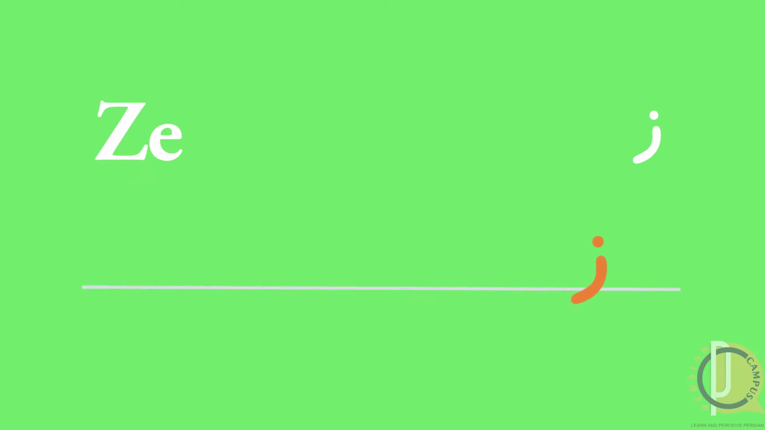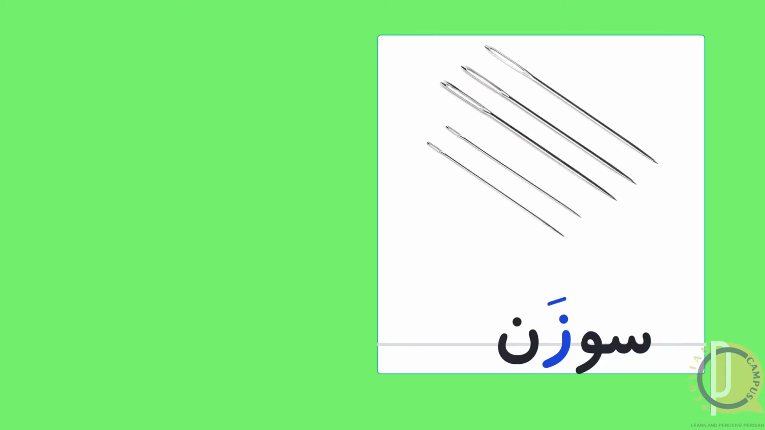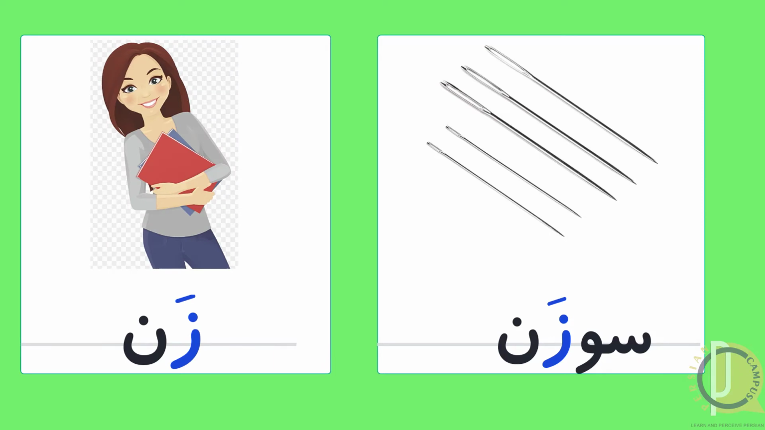Now, after a hard try, you deserve an easy letter. Z, with only 1 form for all positions. It sounds Z, as in Suzanne, it means needle. And zan, zan means woman.